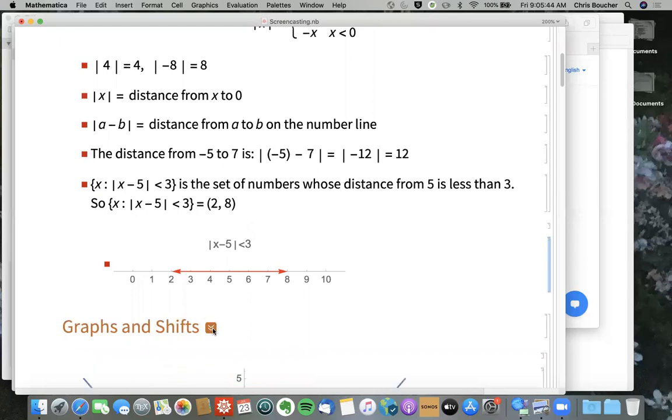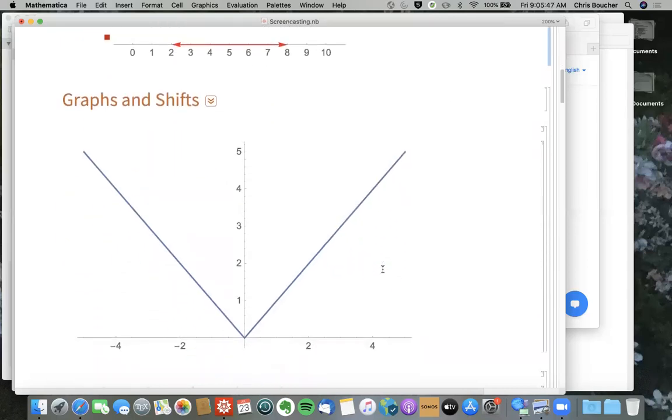Okay, the absolute value function has a graph that looks like this. So this is the graph of y equals the absolute value of x. It's one of the toolkit functions, so this is something you should already be familiar with.